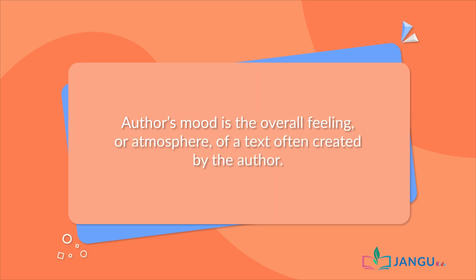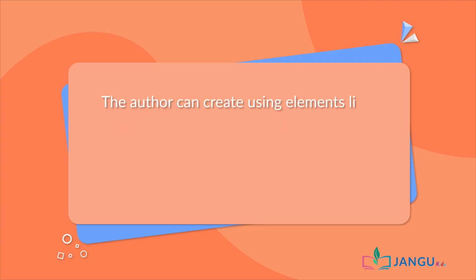Author's mood is the overall feeling or atmosphere of a text often created by the author. The author can create it using elements like tone and mood, diction, and of course imagery. Let's go through each of these elements.